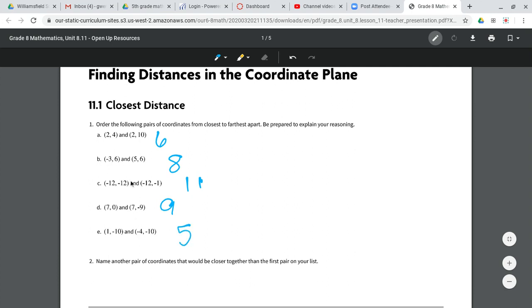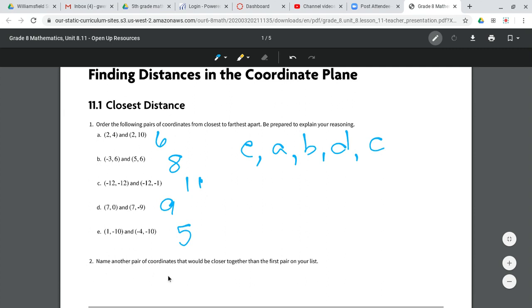So now we need to put these in order from closest to furthest apart. So what is our closest value? You're correct. It's E with 5. What's the next closest? A with 6. And next, B with 8. Next, D with 9. And so by process of elimination, C is last with the greatest being 11.